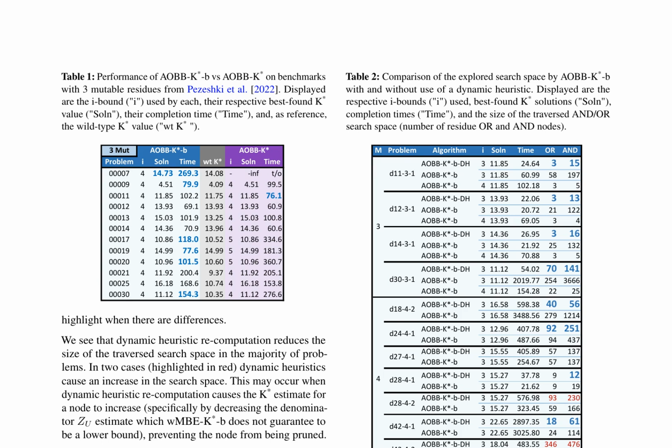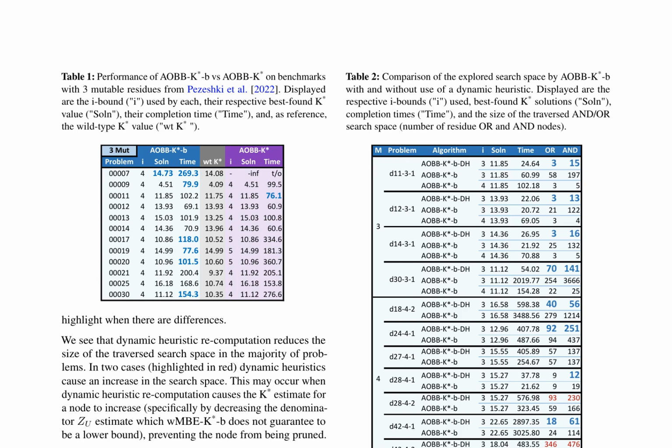This is because dynamic heuristic recomputation can cause the K estimate for a node to increase, preventing the node from being pruned. Table 2 compares the explored search space of AOBB-K with and without the use of a dynamic heuristic, demonstrating the effectiveness of dynamic heuristic recomputation in reducing the size of the traversed search space.